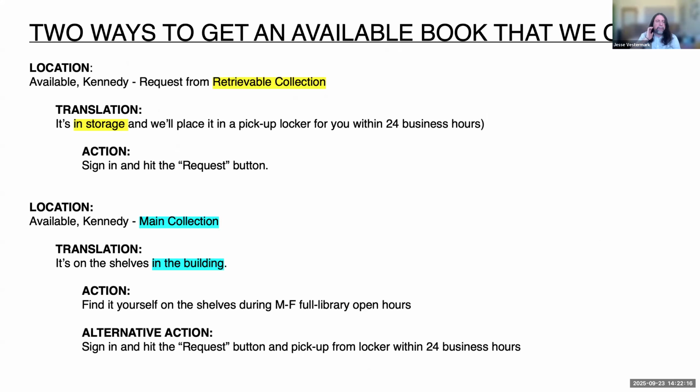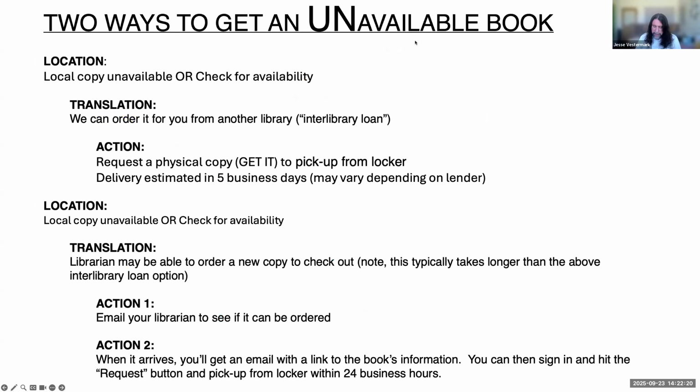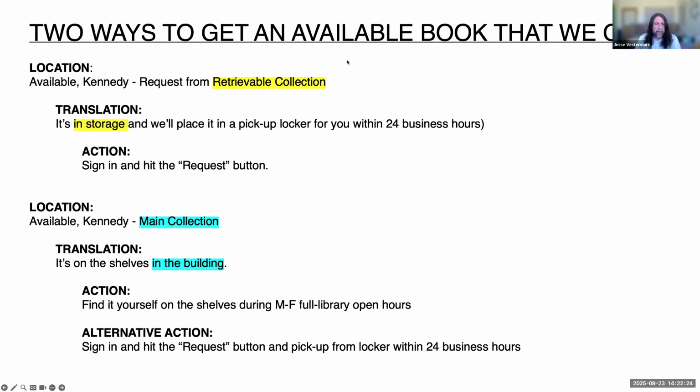Now, there are going to be a couple options when you get your results list, and it can be a little bit confusing as to what they mean. So under retrievable collection, if you can request something from a retrievable collection under your book, that means it's either in storage and we'll pick it out of storage for you within 24 hours, and we'll put it into one of the lockers.